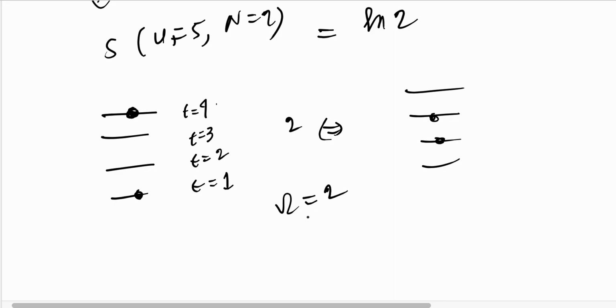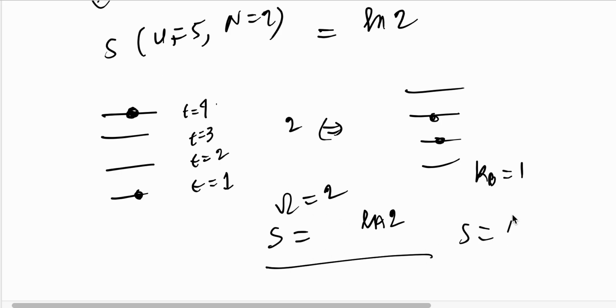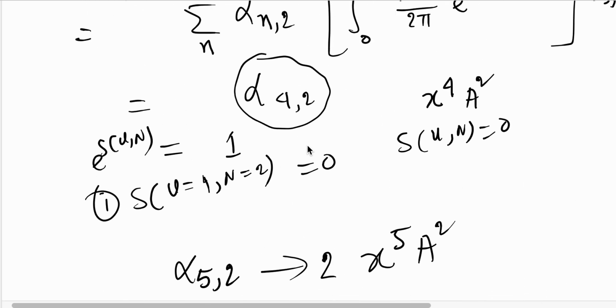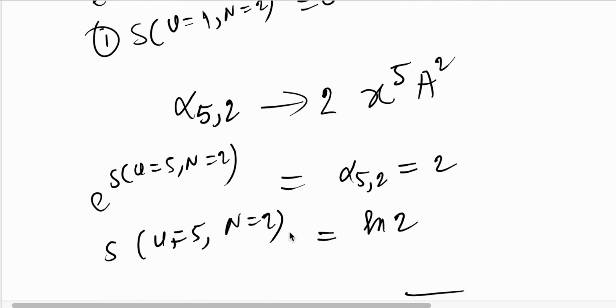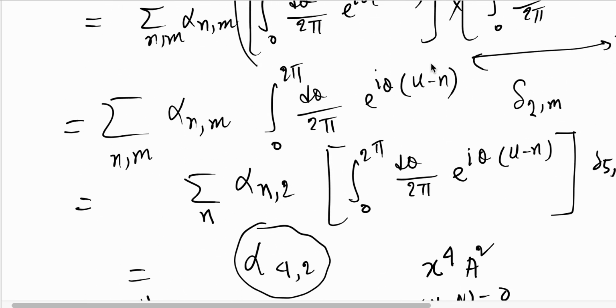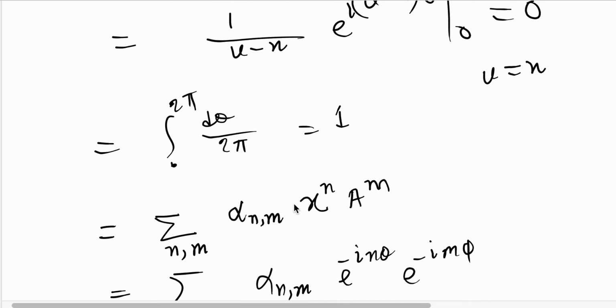Now according to the Boltzmann equation, what should my entropy be? It is K Boltzmann ln 2. Since we are putting K Boltzmann equal to 1, our result is S equal to K Boltzmann ln 2. And this same result we actually got from the tedious calculation that we have done here.